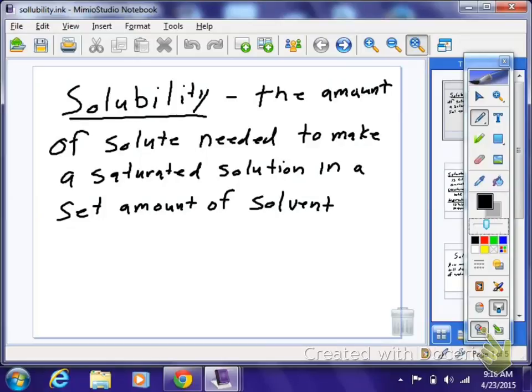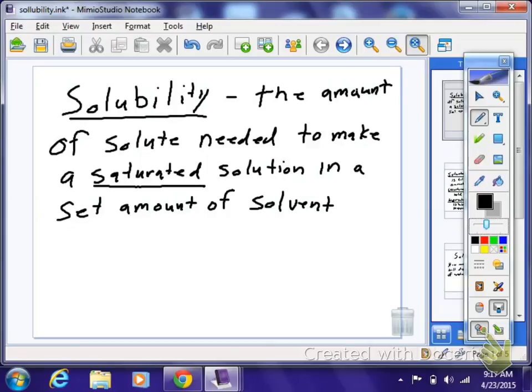You should have something similar to this on solubility. Solubility is the amount of solute. So that's the stuff that's being dissolved. Okay? Needed to make a saturated solution. So we get this term called saturated. It's going to come up quite a bit. Okay? The term saturated.